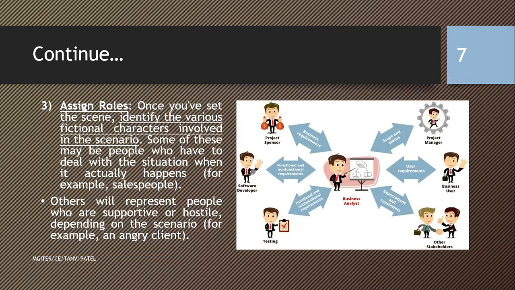Next is assign roles. Once you have set the scene, identify the various fictional characters involved in the scenario. Means assigning the role to the participants who have participated in the role play, giving them the different roles to act, that is assigning role. Some of this may be people who have to deal with the situation when it actually happens. For example, salespeople. Means a salesperson who is selling something, he deals with the real situation. He is facing the problem with the customer and trying to solve their problems, that is the real life problem.